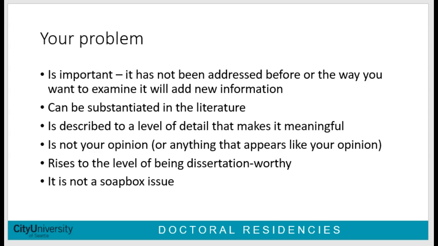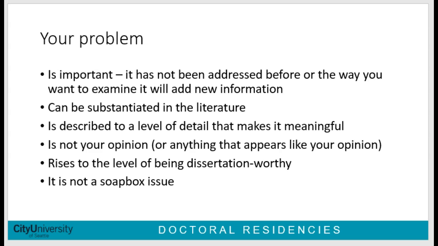You have to be able to substantiate in the literature that this problem exists for more than just you. So somebody should have been talking about this problem or something related to this problem, so that you can demonstrate in a research-focused way that the problem exists and is important in your field, whether or not it has ever been looked at before. At least people recognize that it's a problem.